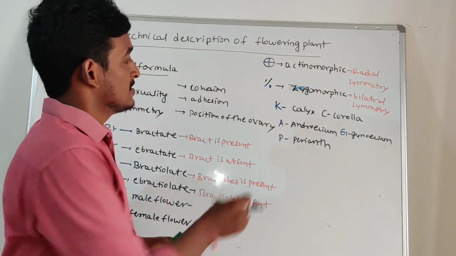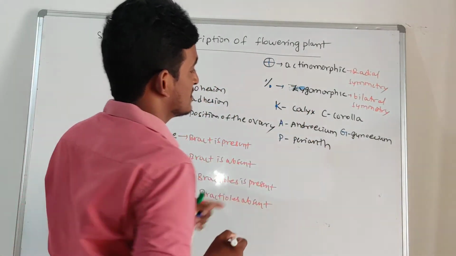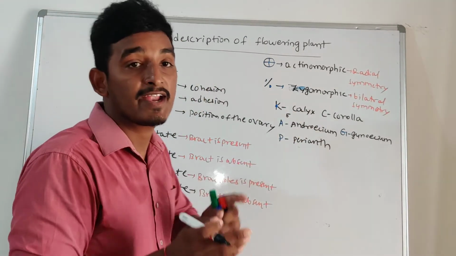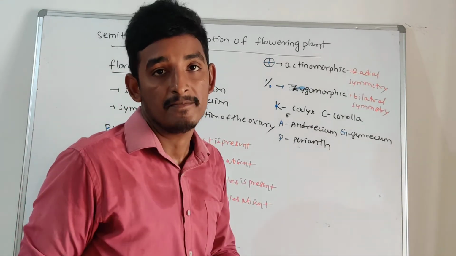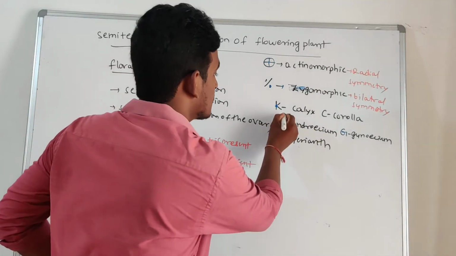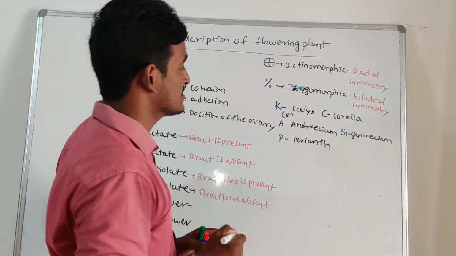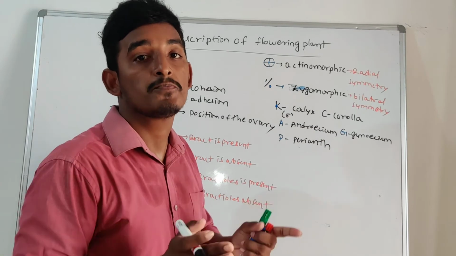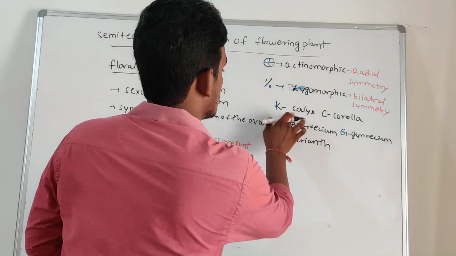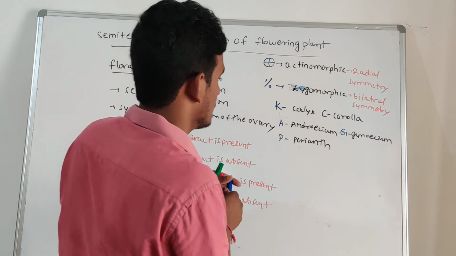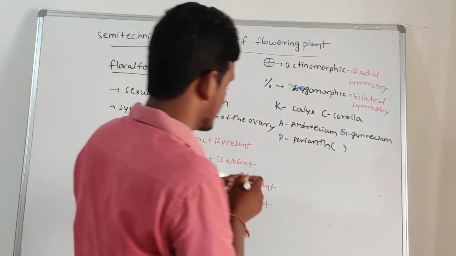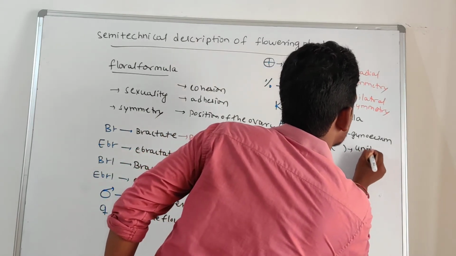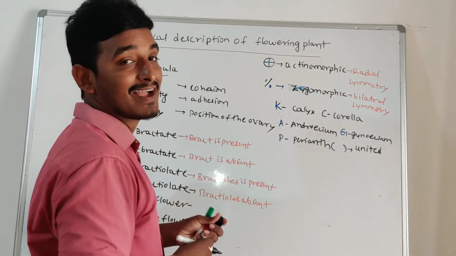Right? So see, if the calyx has 5 sepals, it is present. So those are united, or fused, or free. If those are united, those are fused, so we should put brackets. If those are not fused, those are free in condition, no need to put brackets. So here the brackets represent a united or fused condition.